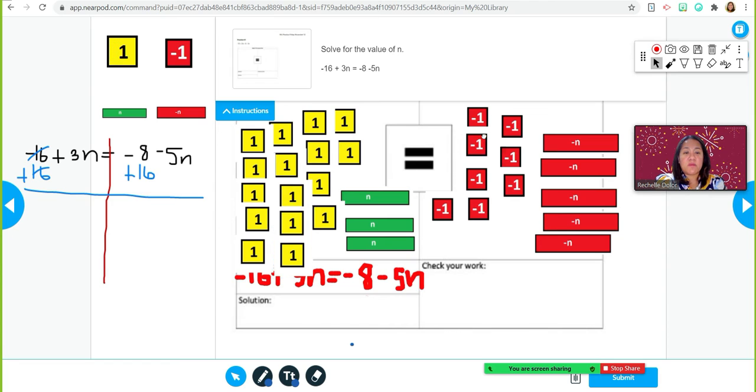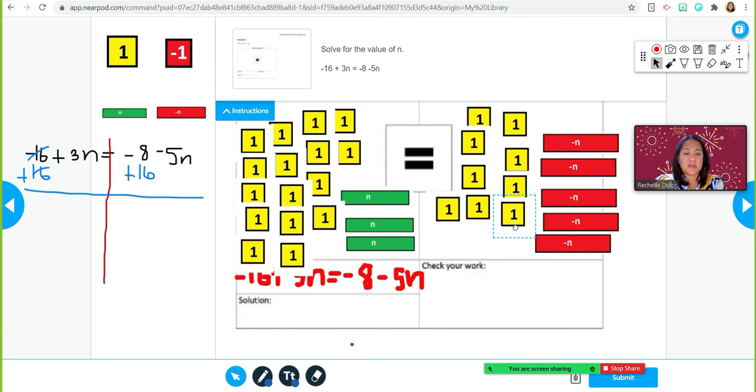So I have 1, 2, 3, 4, 5, 6, 7, 8, 9. Alright, this one means we need to cancel. All of this will be canceled out, because those are zero pairs.